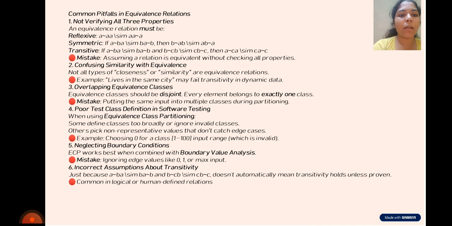Incorrect assumption about transitivity. Just because a is similar to b and b is similar to c doesn't automatically mean transitivity holds unless proven. This is common in logic or human-defined relations.